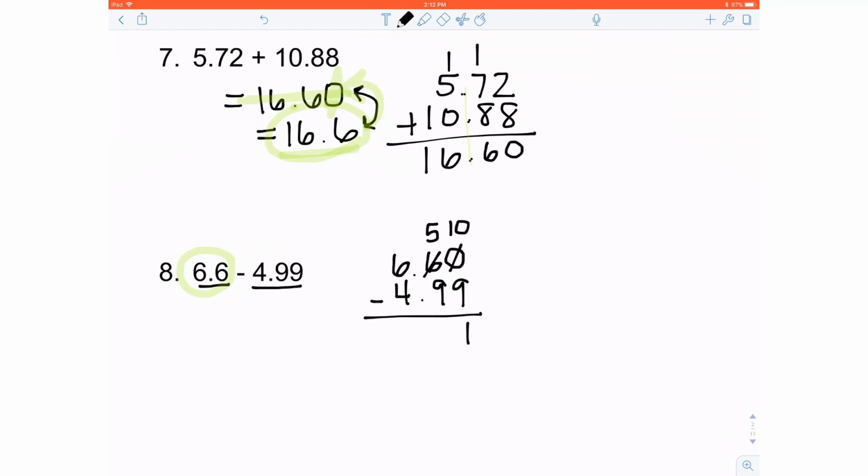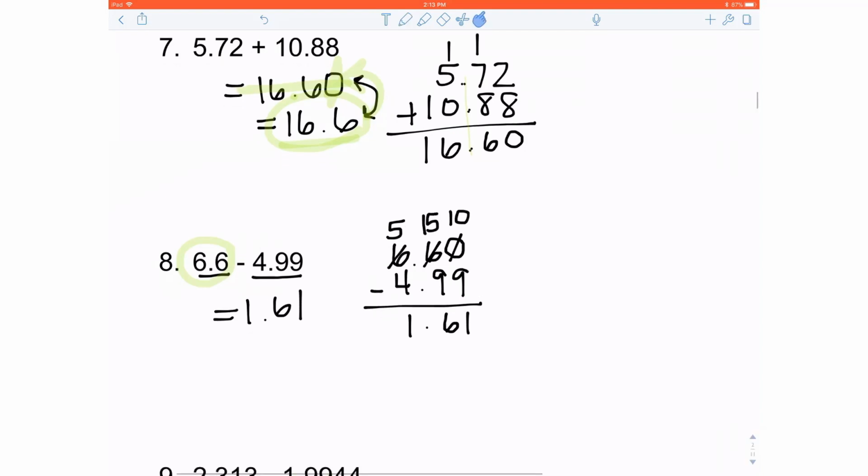5 minus 9, can we do it? No, because 9 is bigger than 5. So we have to borrow from 6. This becomes a 5. Remember, we add 10 here, so it becomes 15. 15 minus 9 is 6. We just came across the decimal, so we're going to bring it down. And now 5 minus 4, we can do it because 4 is smaller than 5, and 5 minus 4 is 1. So our answer for number 8 is 1.61. Okay? I hope you got it.